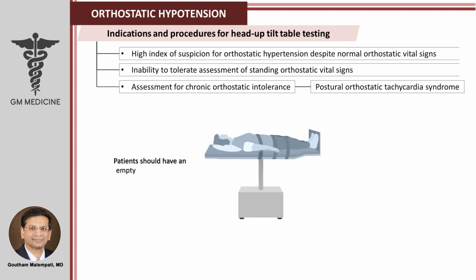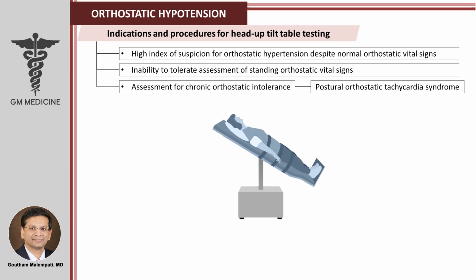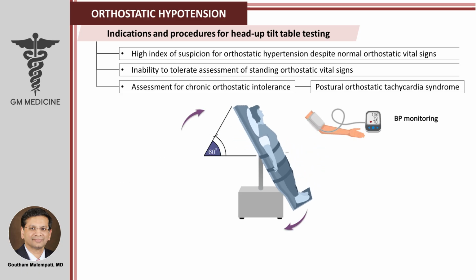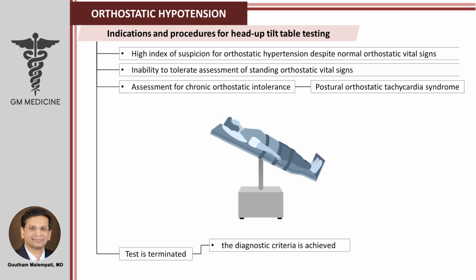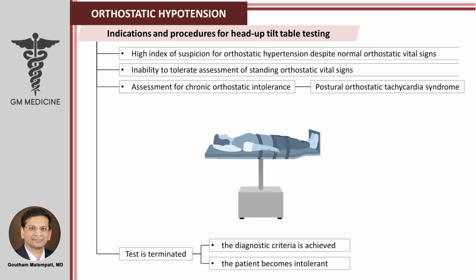Patient should have an empty bladder and be secured to tilt table using straps. They should be maintained in a supine position for at least 10 minutes, and the patient is slowly tilted upright to 60 degrees. Continuous non-invasive blood pressure and heart rate monitoring is needed for detecting orthostatic hypotension. The test is terminated when the diagnostic criteria is achieved or the patient becomes intolerant.